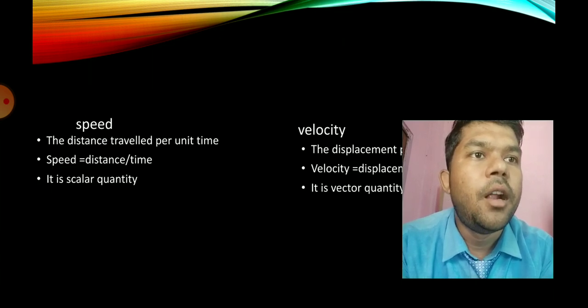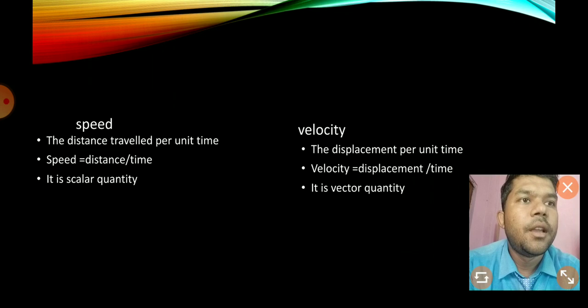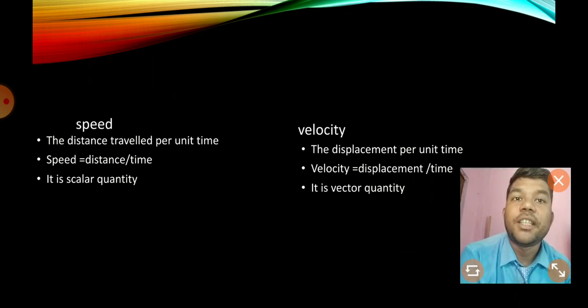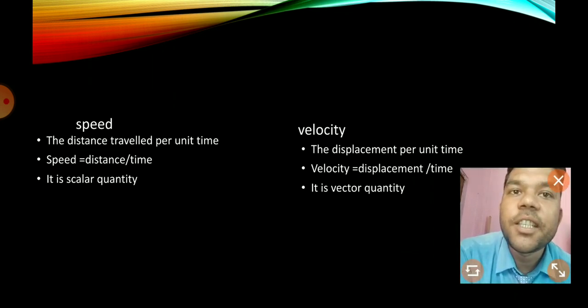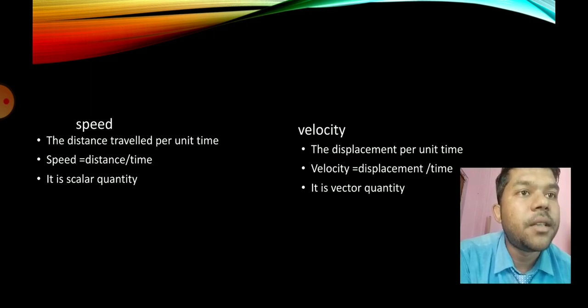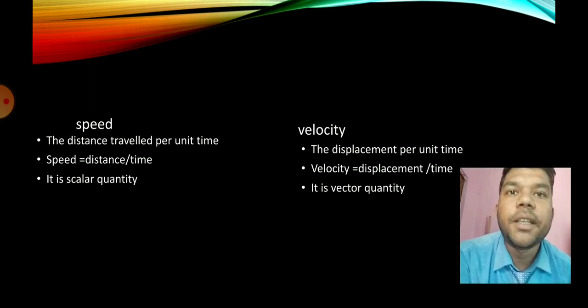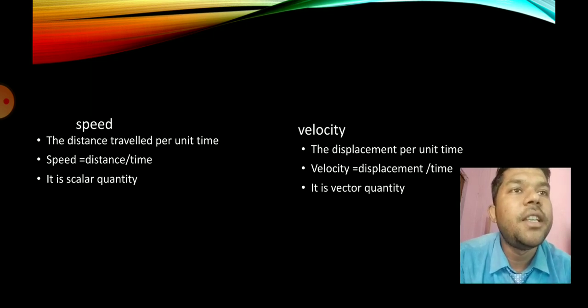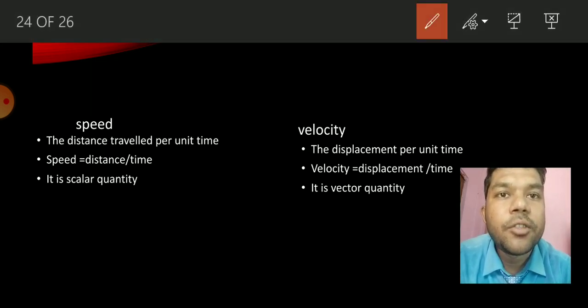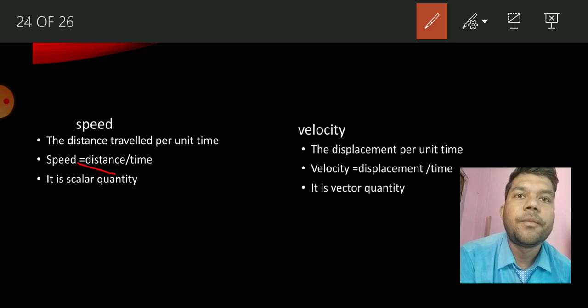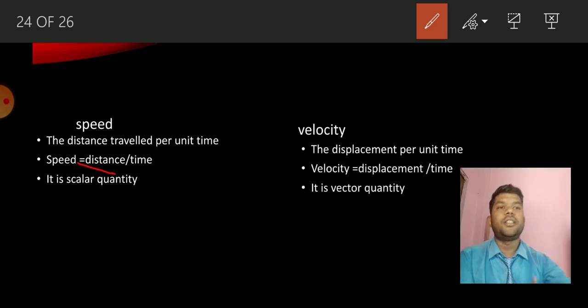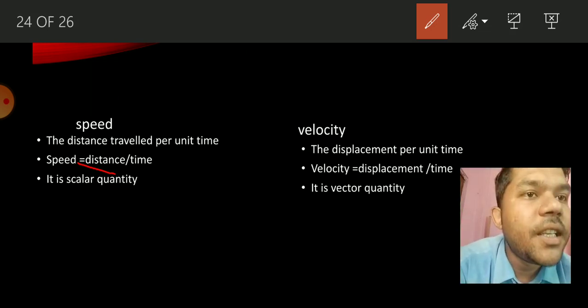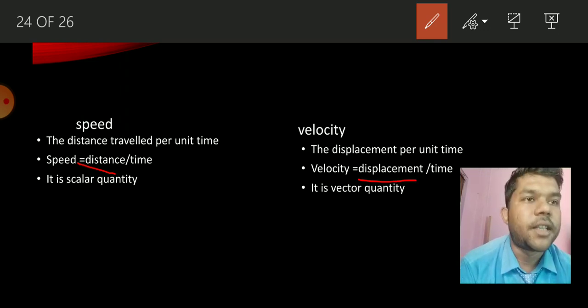Some of the differences between speed and velocity. The distance traveled per unit time is speed, but velocity is the displacement per unit time. Speed equals distance by time, but velocity is displacement by time. Speed is a scalar quantity. Why is it a scalar quantity? Because distance is a scalar quantity. But velocity is a vector quantity. The reason is displacement is a vector quantity.